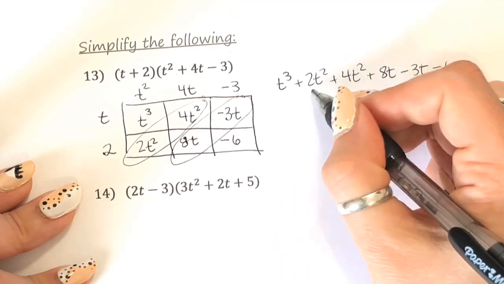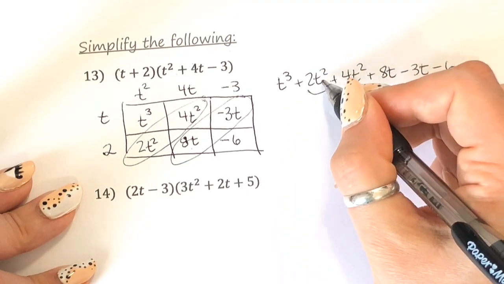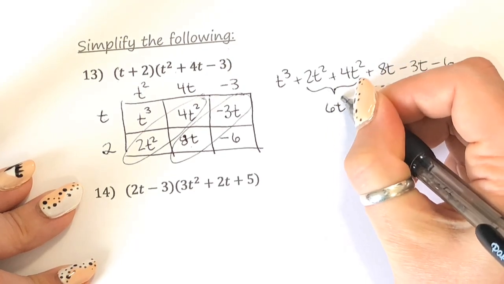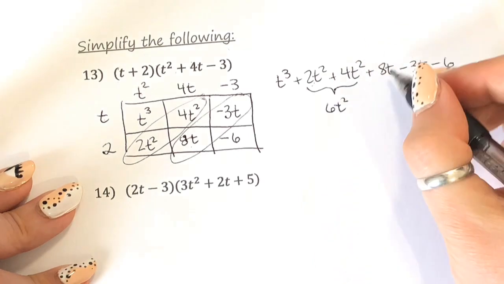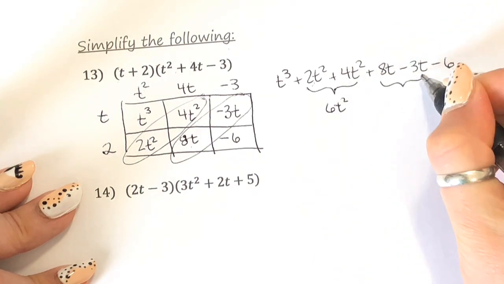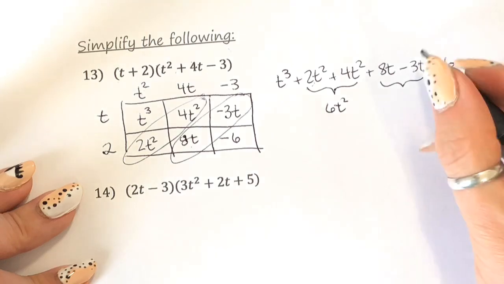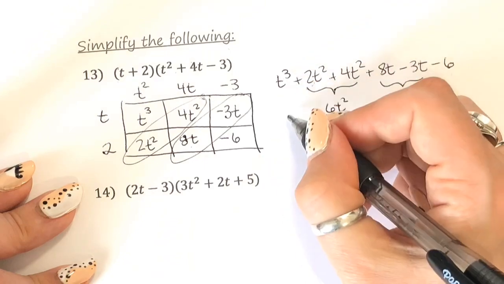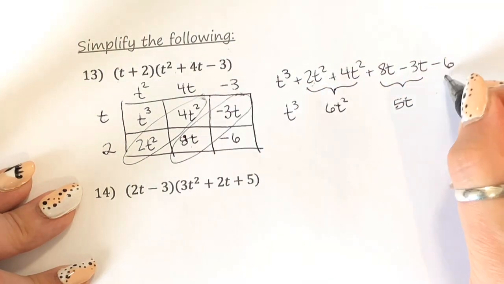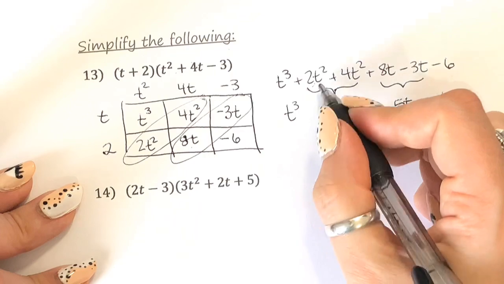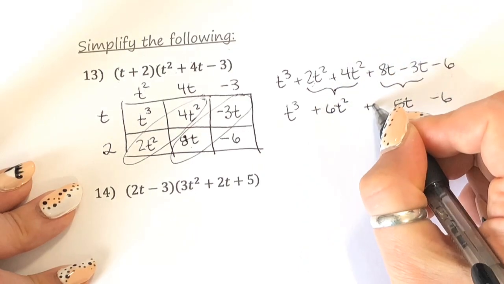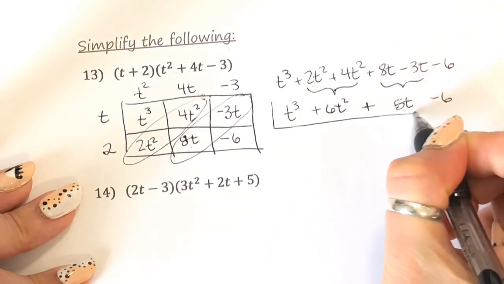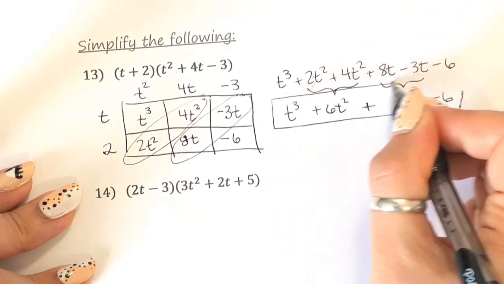So the t squareds we can combine. If I have 2 t squareds plus 4 t squareds, that gives me 6 t squared. So just add those numbers in the front. And then our t's we can combine. I have 8, and then I'm subtracting 3. So 8 subtract 3 is 5. So I have 5 t's. And then keep the t cubed in the front, and keep the negative 6. And since these were both positive, they're just going to have pluses with them. So our answer is t cubed plus 6t squared plus 5t minus 6.